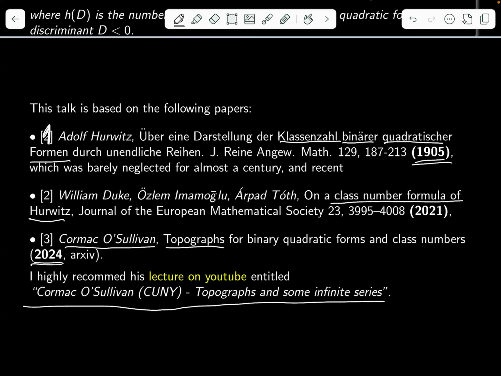And my talk today is based on these three articles. So I will not speak about my results. I will just try to connect these formulas.